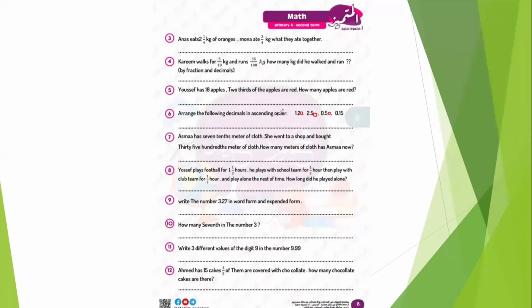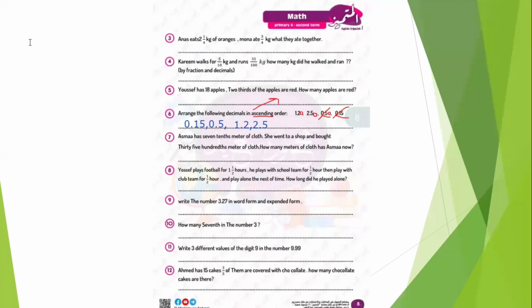Now let's compare. Ascending means from small to big. What is the smallest whole number? 0, and 0. Which is smaller, 0.50 or 0.15? 0.15. This is the smallest one. Now we finished 0.50 and 0.15. Which is smaller, 0.20 or 0.50? 0.20. This will be number 3, and this is the fourth one.